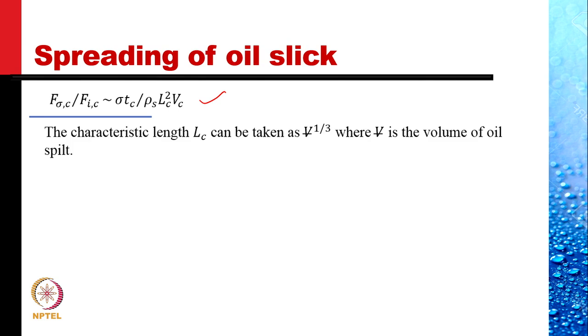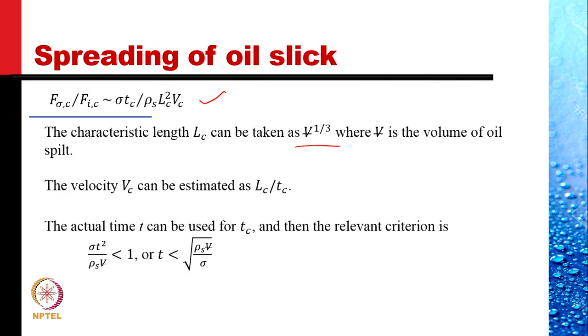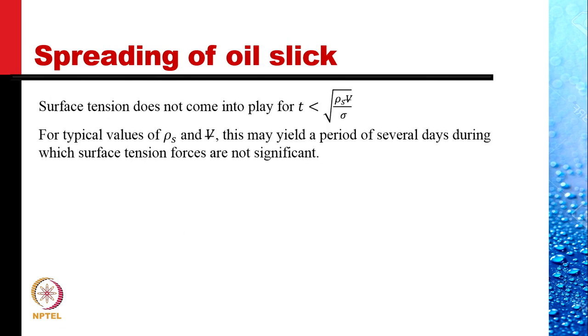The characteristic length Lc of the slick can be taken as the cube root of the volume of the oil that has been spilt on the ocean. The velocity Vc can be estimated as Lc divided by Tc. And so the actual time T can be used for Tc, and then the relevant criterion for neglecting the surface tension forces is that sigma T squared divided by rho_s V be less than 1, or T be less than the square root of rho_s times the volume V divided by sigma, the surface tension. So surface tension does not come into play for times less than the square root of rho_s volume divided by surface tension.